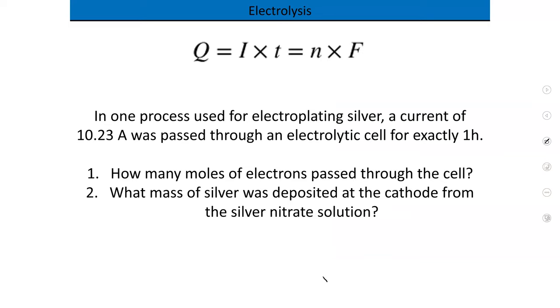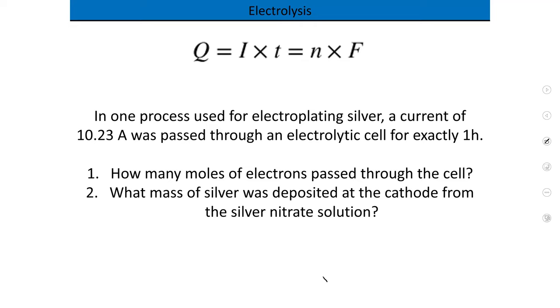We can do math with this. I think we'll do one of these problems. This is more of a physics problem than it is a chemistry problem, although you have to use chemistry to understand it and to actually do this process. But we can actually calculate how much silver gets deposited based on current and time. This equation is sometimes just called the electrolysis equation.